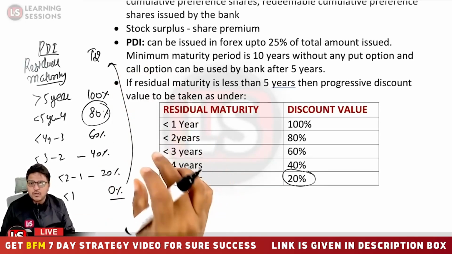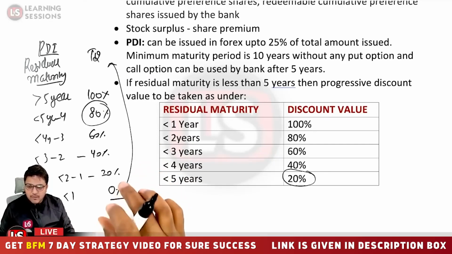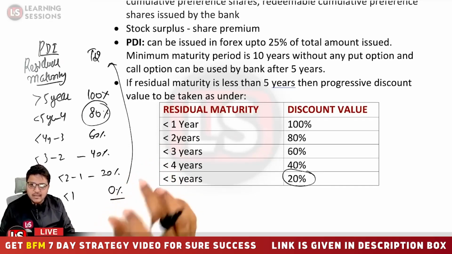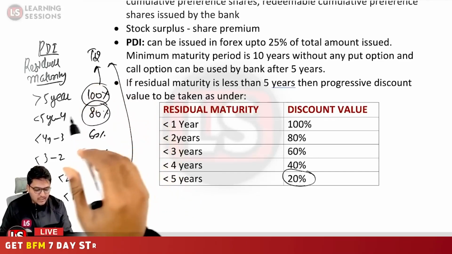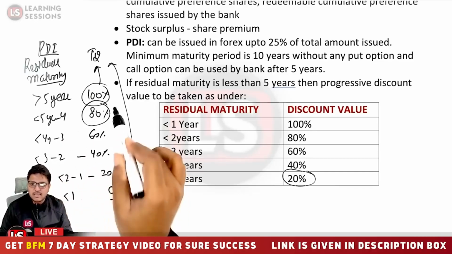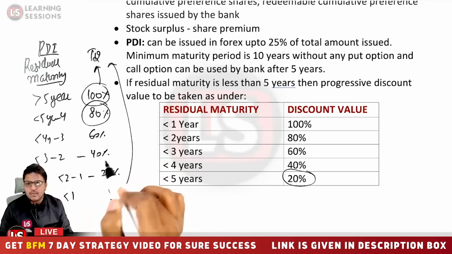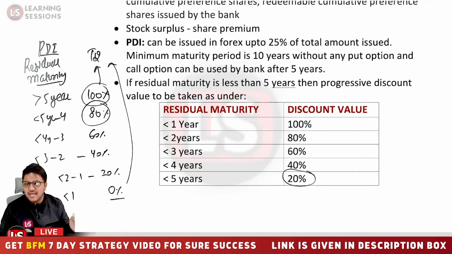Okay, so that particular table you need to understand: the minimum maturity of the PDI must be 10 years, and further if the residual maturity is greater than 5 years, in that case 100% of the part will be considered as tier 2 capital. If it is lesser than 5 years up to 4 years, then 80%, lesser than 4 years up to 3 years 60%, lesser than 3 years up to 2 years 40%, lesser than 2 years up to 1 year it is 20%, and if the residual maturity is lesser than 1 year, then 0% will be considered as tier 2 capital. Okay.